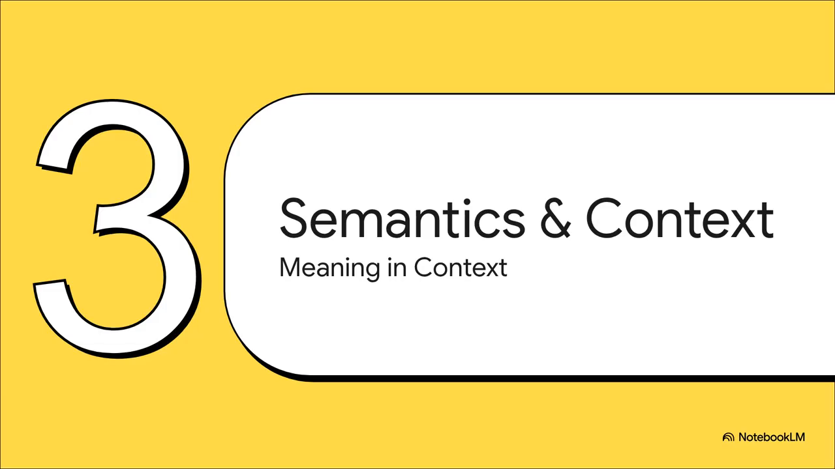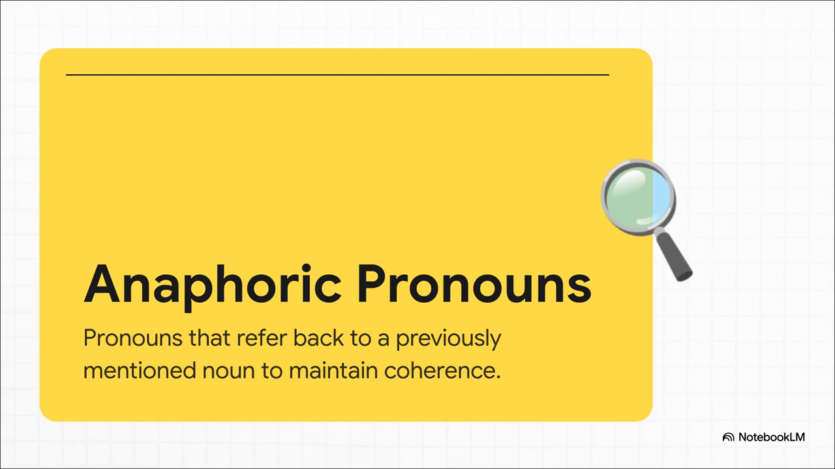Okay, part three, semantics, meaning and context. What's really fascinating here is how pronouns rely on context to do their heavy lifting. First up, we have anaphoric pronouns. These are the ones we use all the time. They look backward to an antecedent we've already mentioned. So if you say Sarah lost her keys, that word her points right back to Sarah. It maintains the flow and coherence of the text without missing a beat.